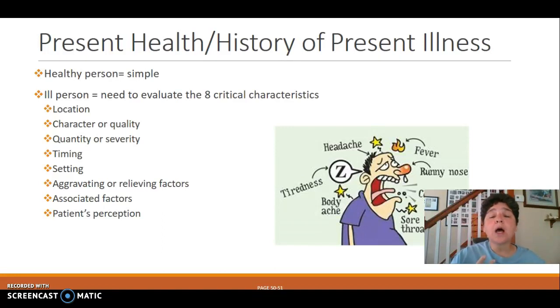We need to know their perception of how that affects them. Another good one to think about is pain. And actually, I'm almost out of time. Each of these screencasts can only be 15 minutes. So I'm going to stop this one, and then I'm going to start the next one, and then we'll go over a little bit more on patient's perception.